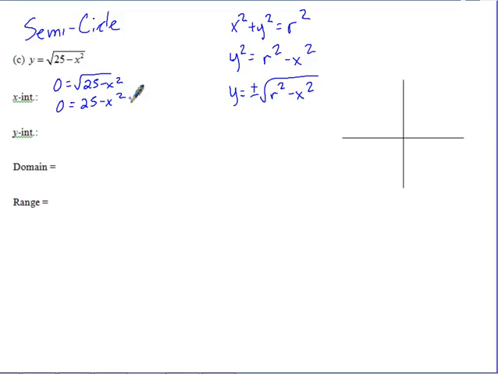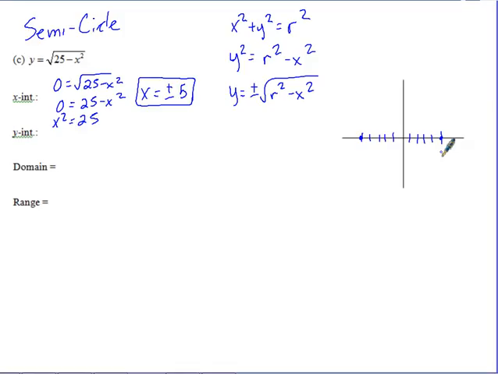So I could subtract 25. What's the problem with that, though? Then I'm still left with a negative x squared. Wouldn't the easiest thing to do be to add the x squared, which would now make it positive x squared? Square root that, and what do I get for my x? Positive or negative 5. So how many x-intercepts does this semicircle have? 2. One at negative 5 and one at positive 5. We good with that? Any questions on that?